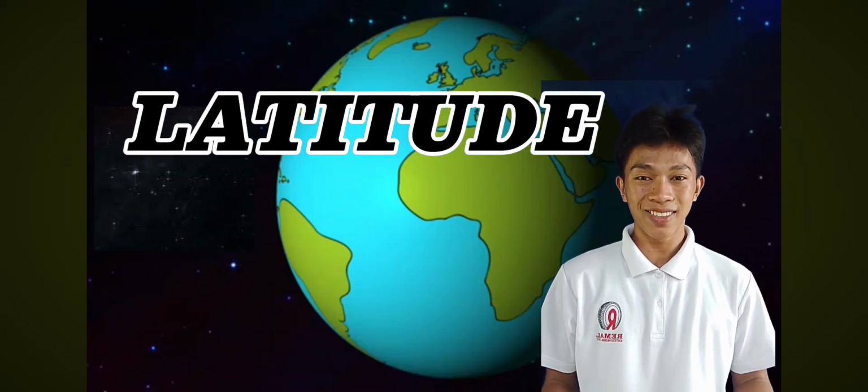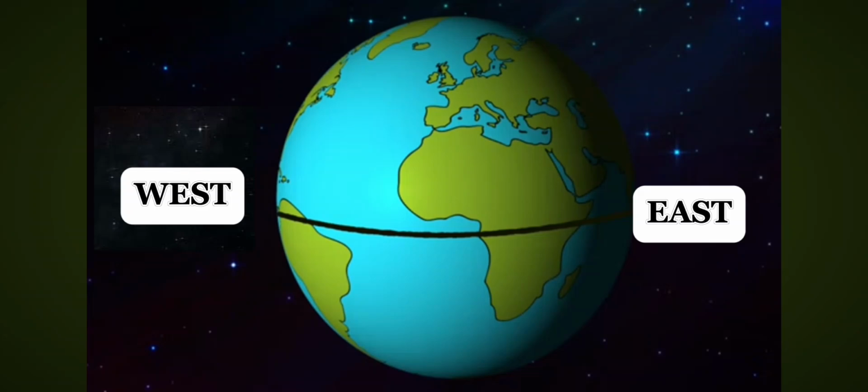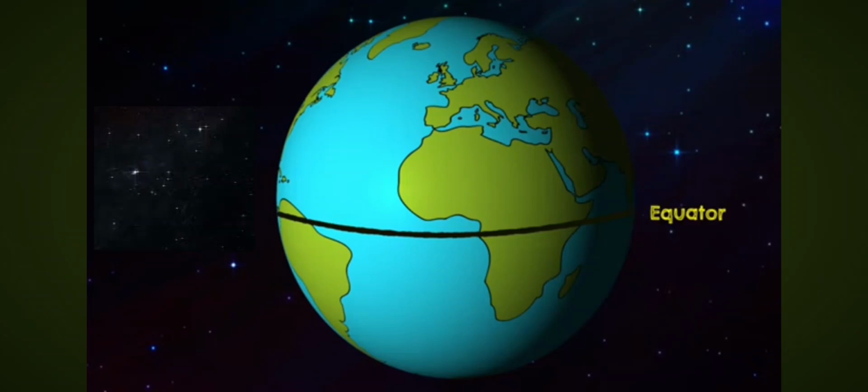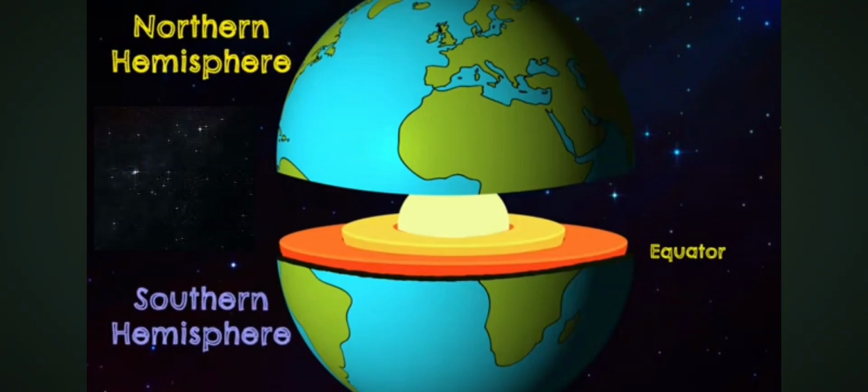So now, let's talk about latitude. Latitude are lines that run from west to east, and the equator is the middle line. The equator runs in the center of the Earth and divides the Earth into two, the northern hemisphere and the southern hemisphere.